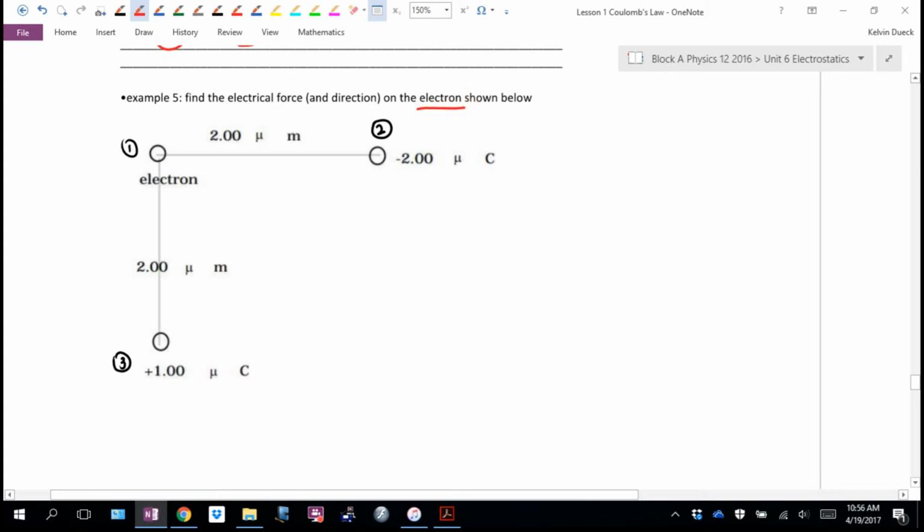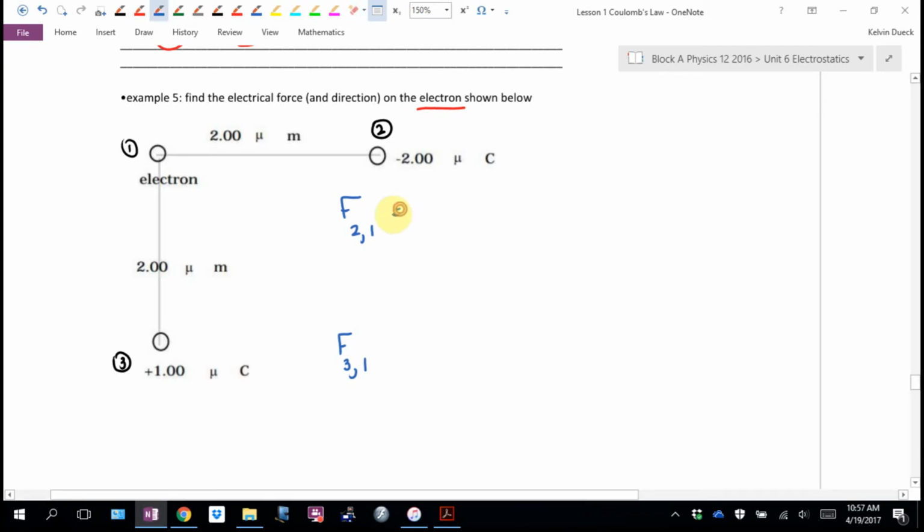Okay, so here's how I'm going to do this. I'm going to find the force from charge 2 on charge 1, magnitude and direction. I'm going to find the force from charge 3 on charge 1, magnitude and direction, and then I'm going to add them vectorially. Only in this case, I'll probably have to add them tip to tail vectorially instead of just being able to go winner minus loser.